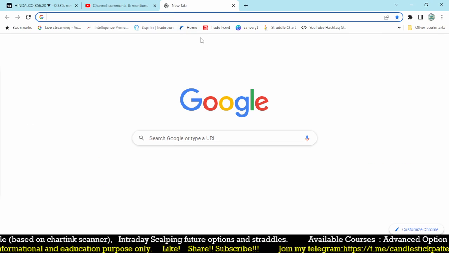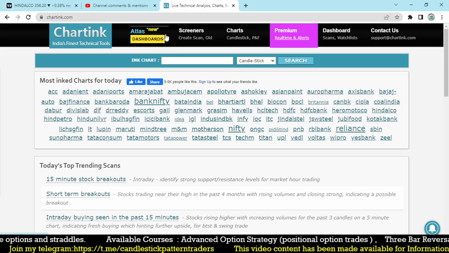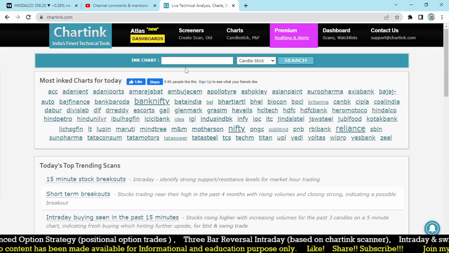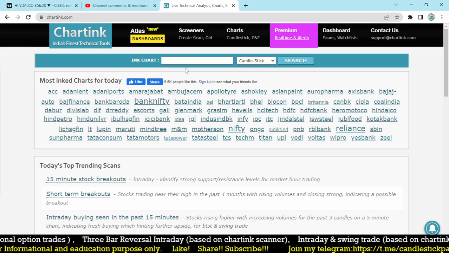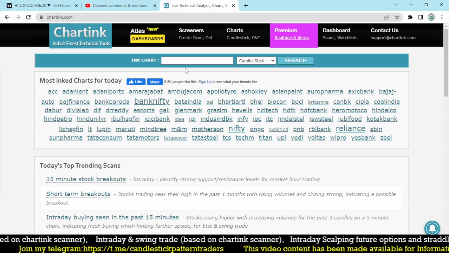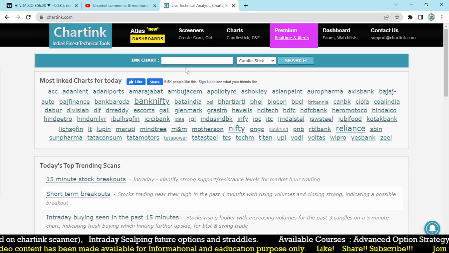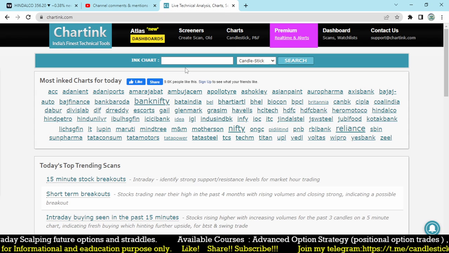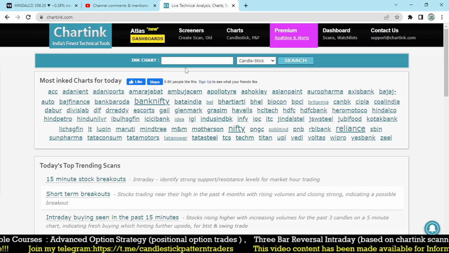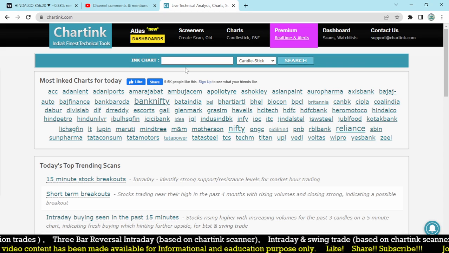There are no options available in the charting scanner. While filtering, we can only filter out equity stocks or even future stocks. We don't have an exact scanner for options, either call or put. Only after finding a stock can we use that particular stock for option trading.